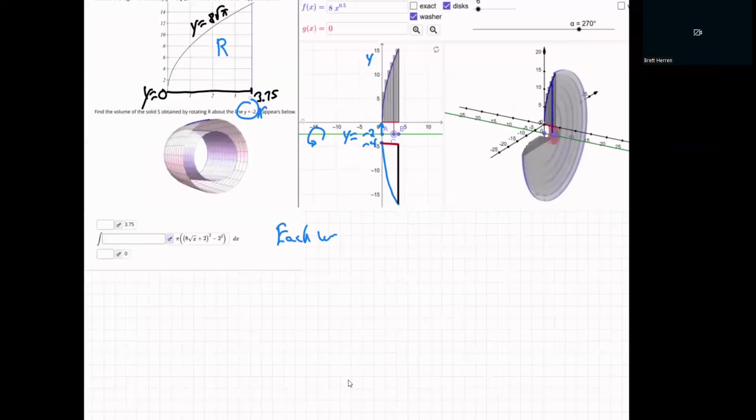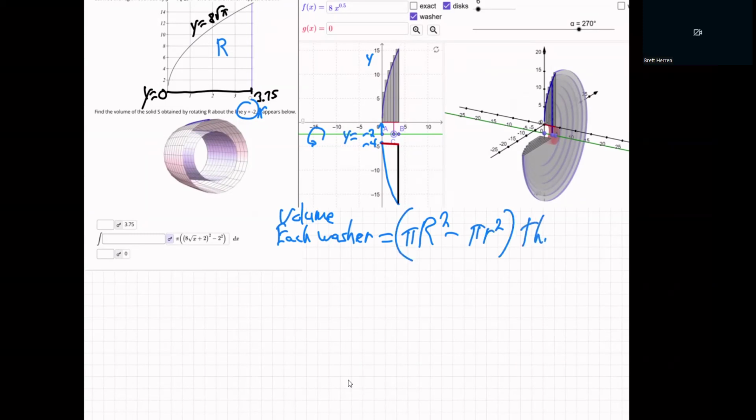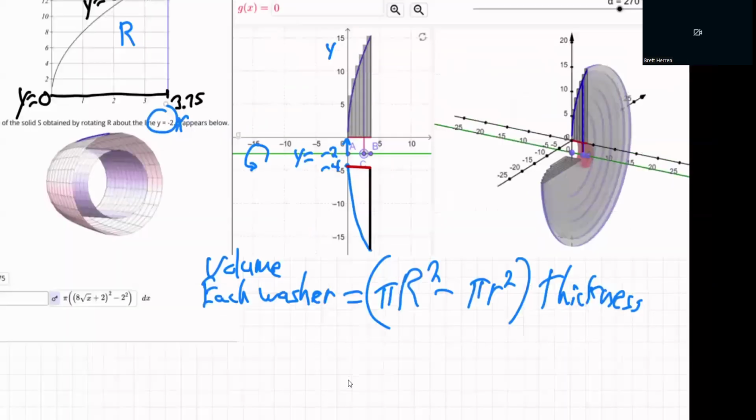Let's do it. The volume of each washer is pi capital R squared minus pi little r squared, times the thickness. Capital R is the outer radius, little r is the inner radius. Okay. So now the question is, what's the outer radius? What's the inner radius? Well, you can see it.